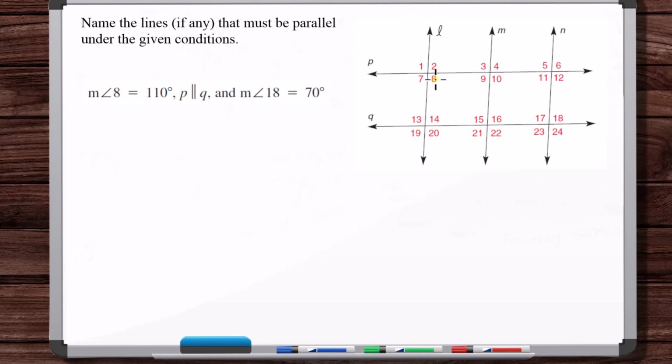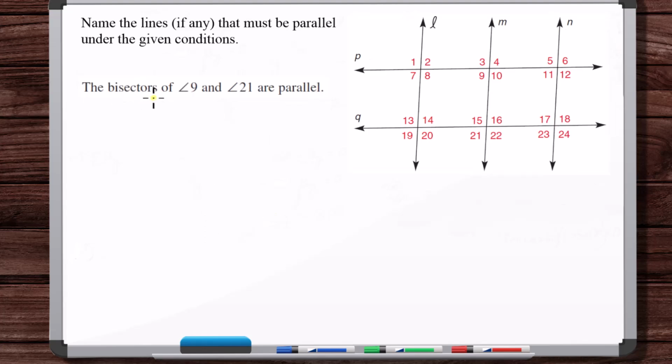So, okay, let's see what we can figure out about what angle 14 must be. The measure of angle 14 must be 180 minus 110, which is 70 degrees. Now, angle 14 and angle 18 are corresponding with respect to Q cutting across lines L and N. So how does angle 14 relate to angle 18? We know angle 14 measures 70 degrees. Well, they give us the measure of angle 18, so we can see angle 14 is congruent to angle 18, which proves that lines L and N are parallel.